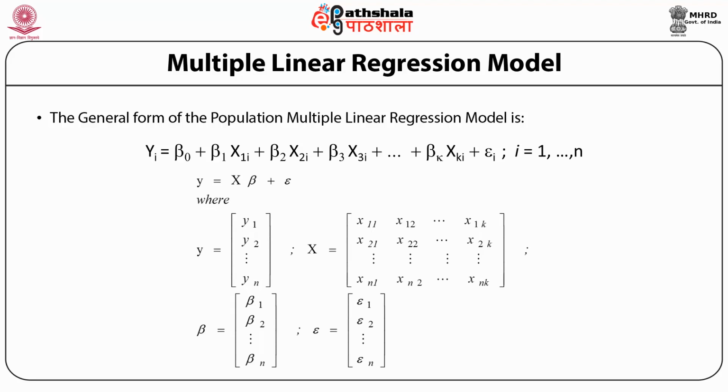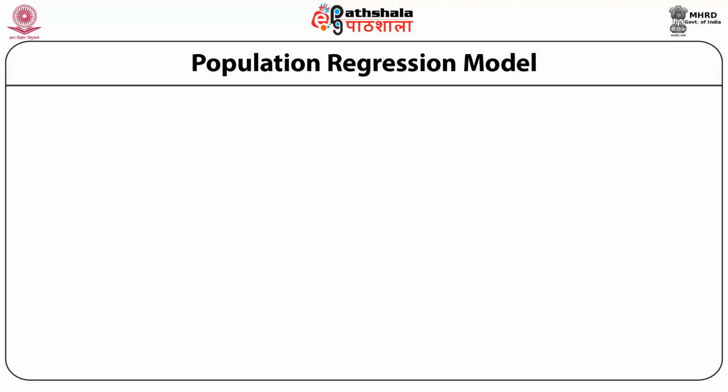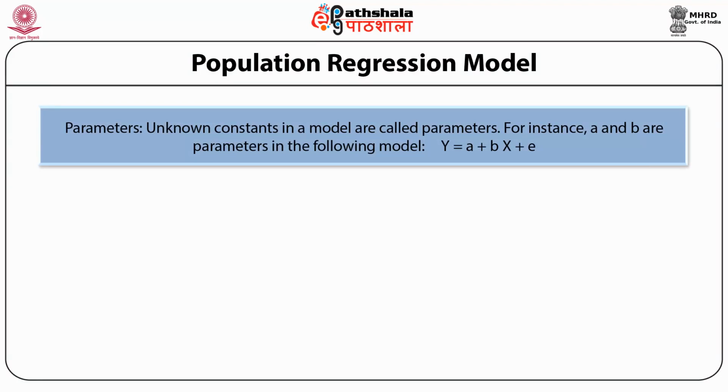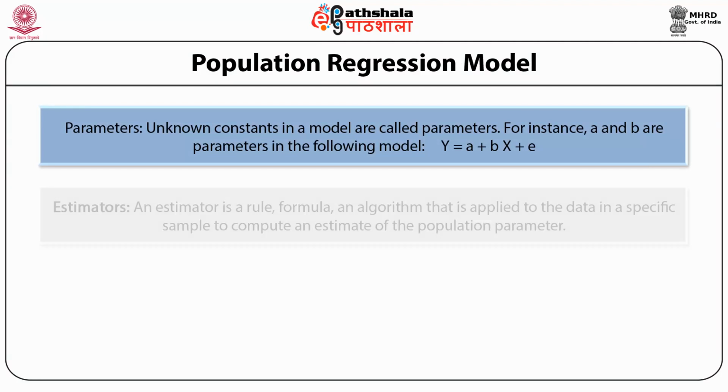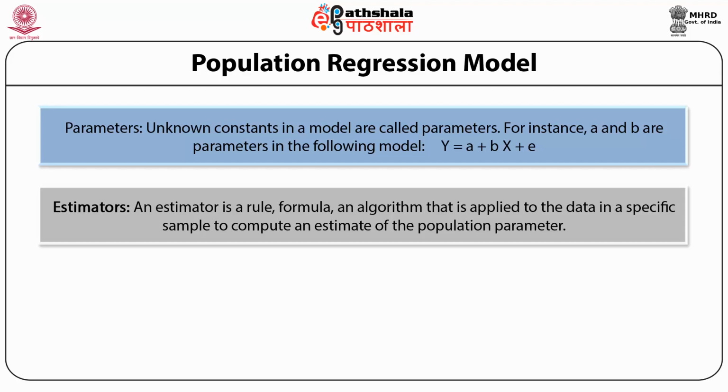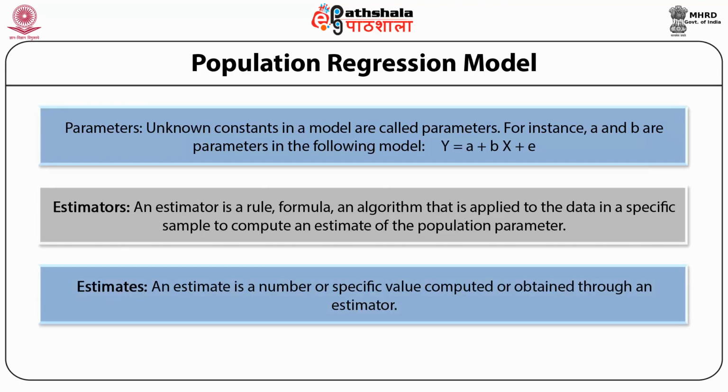And if we write it in matrix form, it would be y is equal to the vector y1, y2, up to yn, x is the matrix of x1, x2 and so on, and beta is equal to beta 1, beta 2 up to beta n, for i equal to n observations, alpha is equal to alpha 1, alpha 2 to alpha n. So in this equation, the parameters alpha and beta are what we will calculate. The complete right hand side is the estimator, and an estimate is a number or a specific value that is computed using the estimator.